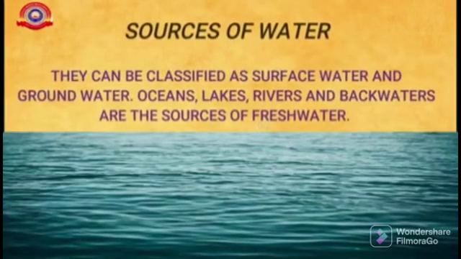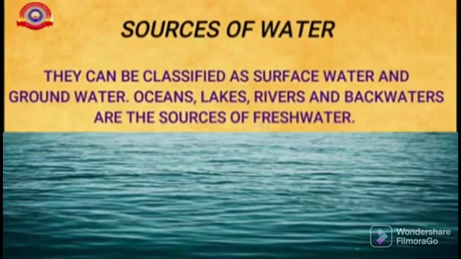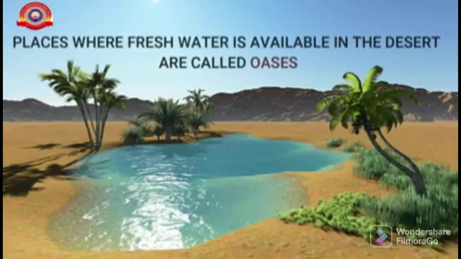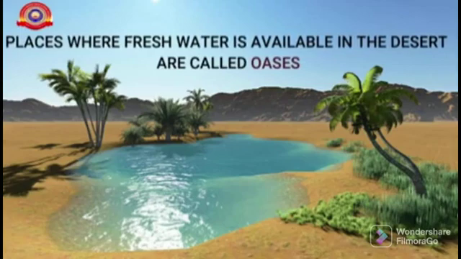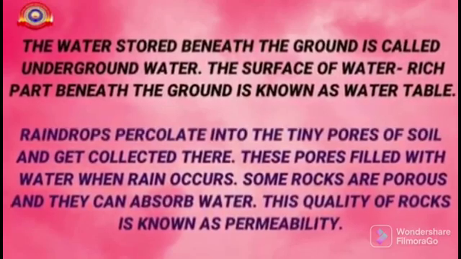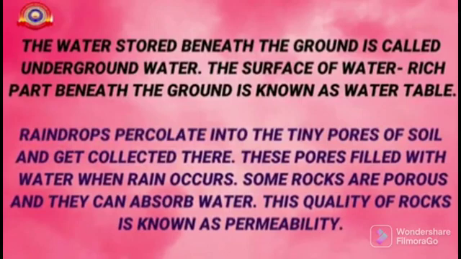The sources of water can be classified as surface water and groundwater. Oceans, lakes, rivers, and backwaters are the sources of fresh water. Places where fresh water is available in the desert are called oases. The water stored beneath the ground is called underground water. The surface of the water-rich part beneath the ground is known as the water table.